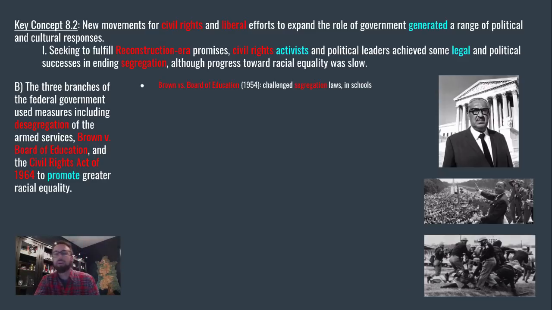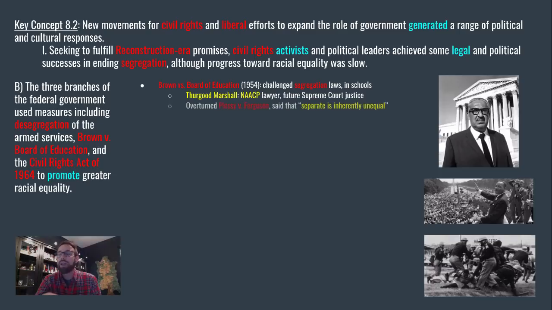Okay, one of the early steps forward and one of the biggest ones was the Brown versus Board of Education decision in the Supreme Court. Now, it challenged segregation in schools, and one of the lawyers involved was Thurgood Marshall. It's a good name to know. He's going to become a Supreme Court justice later on in the late 1960s, and he was the very first black person to serve as a Supreme Court justice.